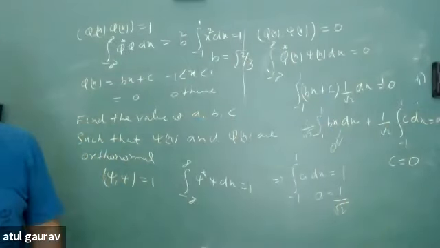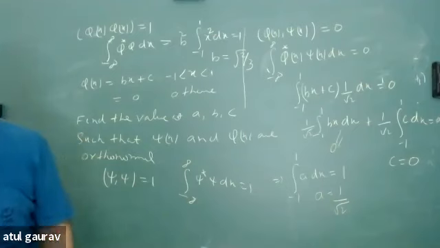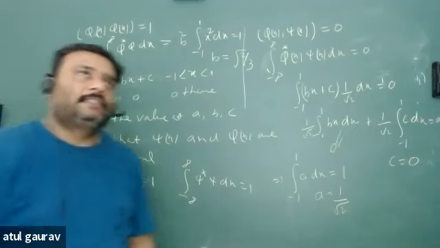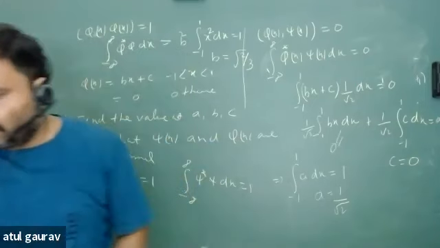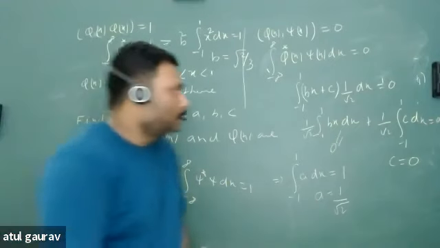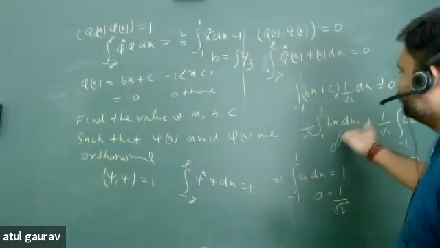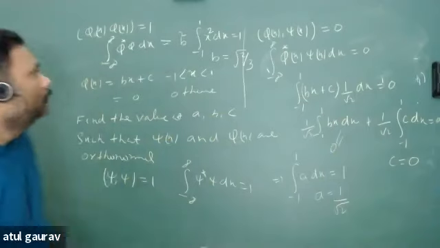Okay. And sir, how will this integral from minus 1 to 1 of bx dx become 0? Because it is an odd function. It is very simple. Any odd function integrated from minus a to plus a is equal to 0. You can do it yourself. This is the simplest integration, and anyway, that will be 0.